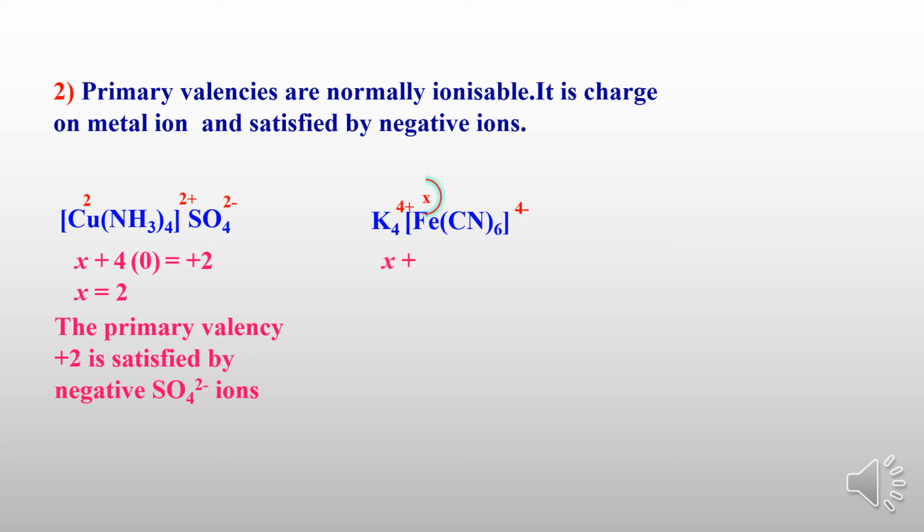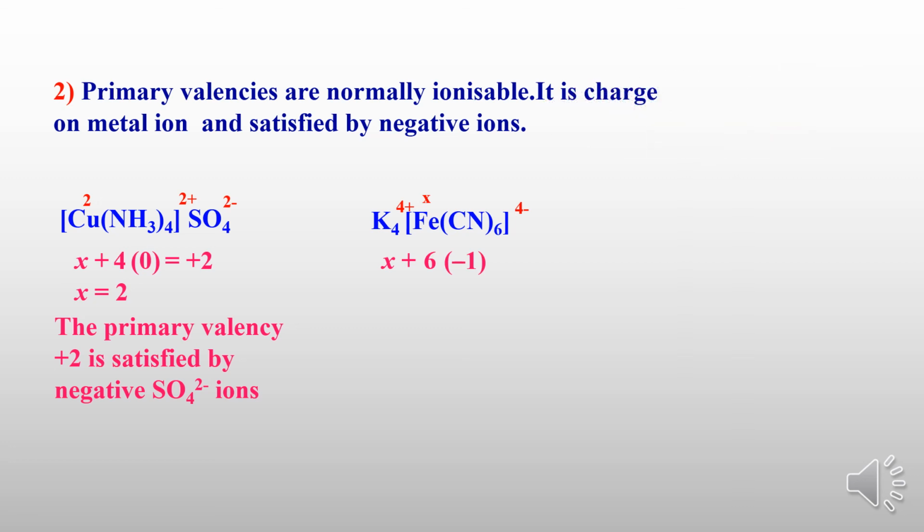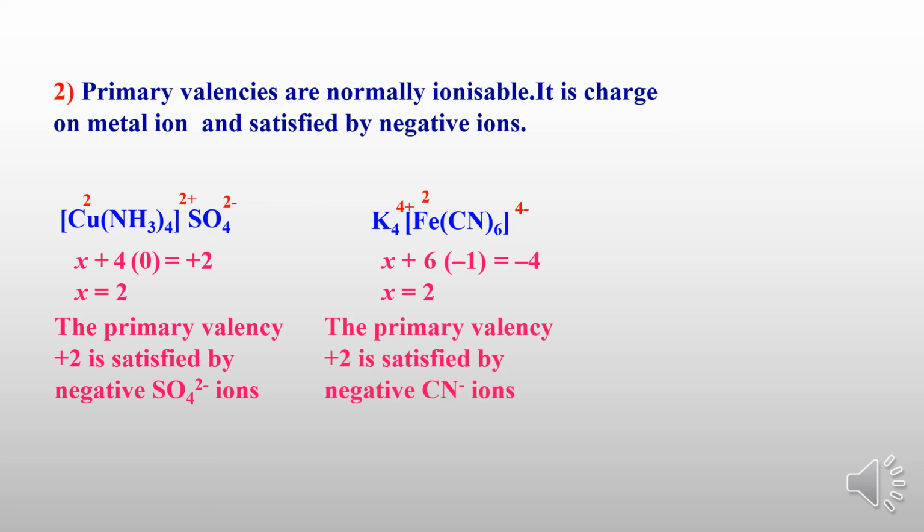So take x as iron, then CN is minus 1. So minus 1 into 6 is equal to minus 4, because you have removed the potassium. The 4 potassium counter ions on the left side have been removed, so the coordination sphere gets a minus 4 charge. If you calculate like this, you will get x is equal to 2. That is the primary valency. It is satisfied by what again? CN, a negative ion; CN minus 1 is there, right? So this is the second postulate.